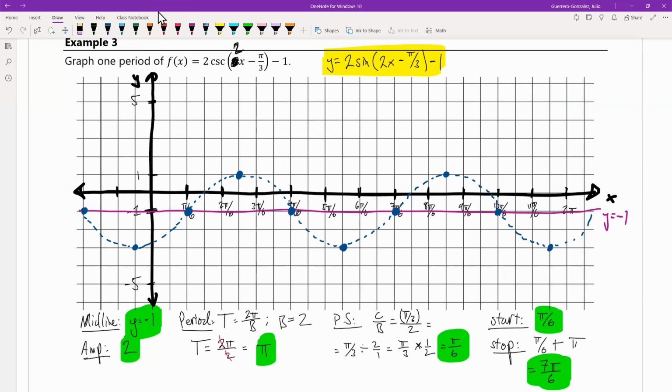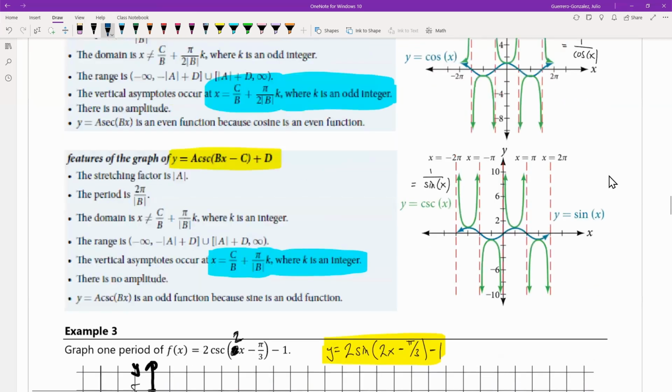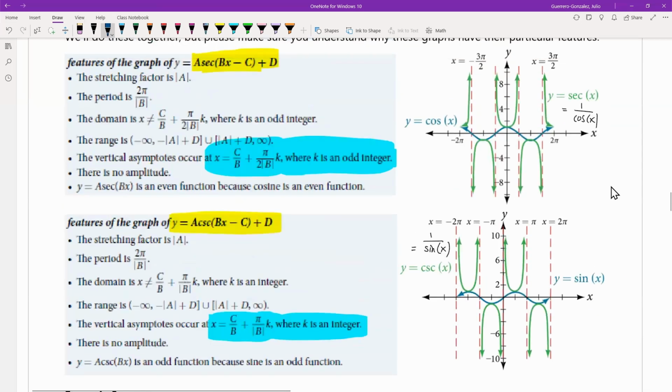Now I'm going to scroll back up to the 2. Notice how this works. Hopefully you guys see, here's my midline, here's my midline. At all the points where it crosses the midline, you have an asymptote. Same thing here.